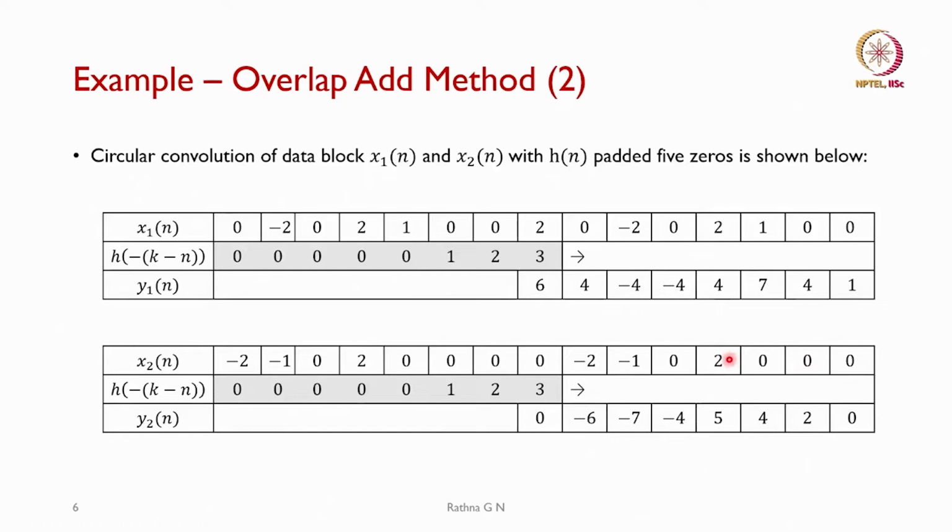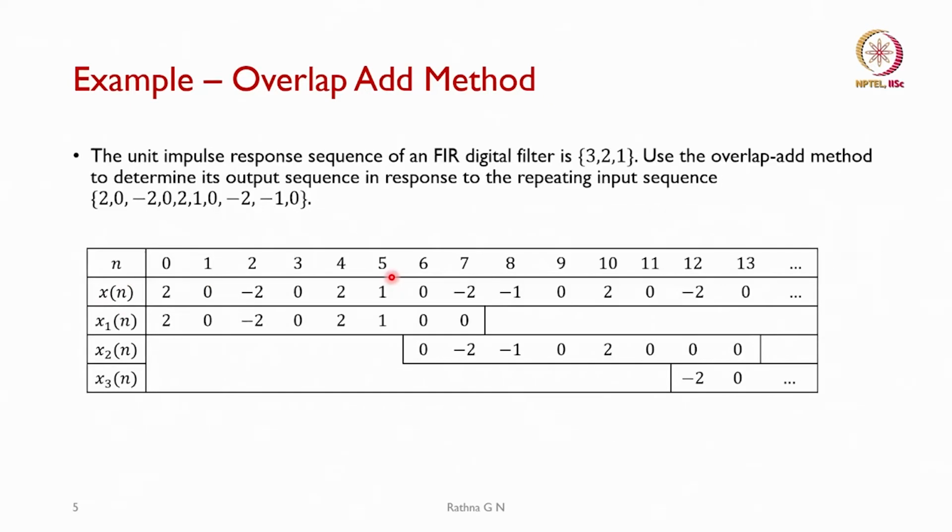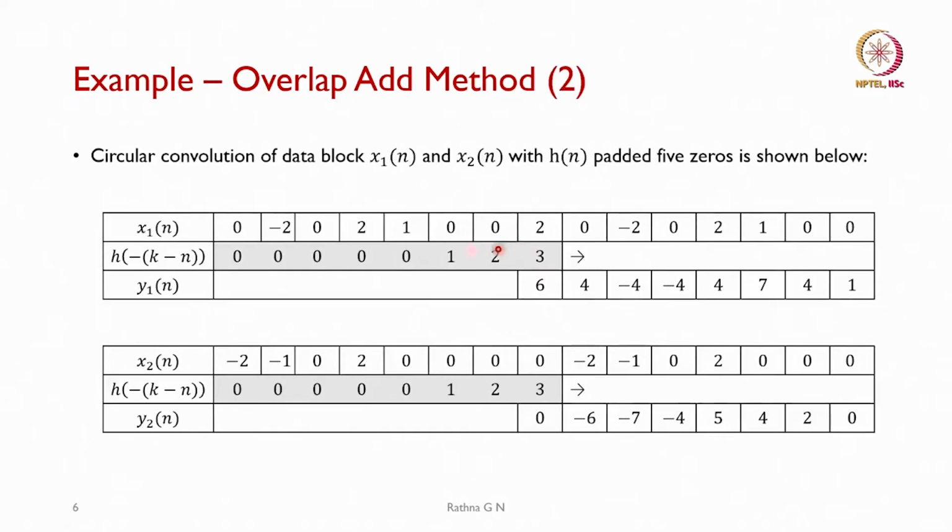Coming to how we are going to continue, now we have x1 of n and x2 of n. We will be convolving with our h of n, which is padded with 5 zeros, as shown here. Then we have to take h of k minus n values. What we have been given is 3, 2, 1, and you will be doing the reversal of the sequence. So, first these are the 5 zeros, then 1, 2, 3 that we will be taking. Then this is going to be convolved with the x1 of n that we have chosen.